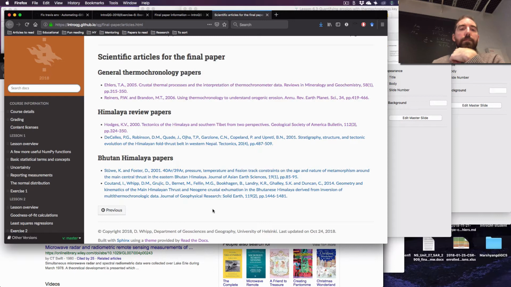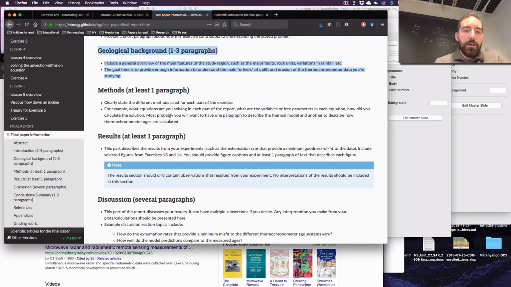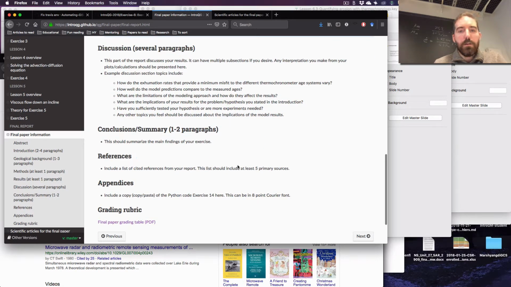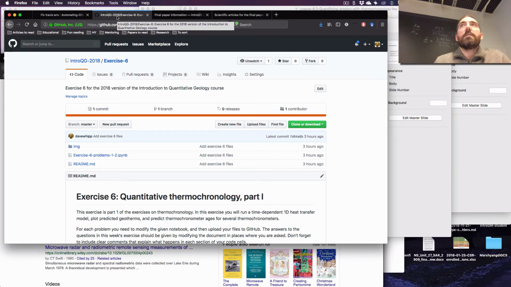And there has been more work that's been done in this part of the Himalaya using thermochronology since 2014. So you could find some more recent papers if you want. But you're asked here to include at least 5 primary sources, and there's 6 articles. So I suspect that the majority of people will not go beyond those 6, but of course, you're more than welcome to do so. Other questions?